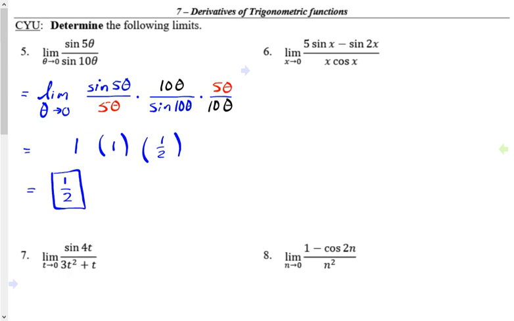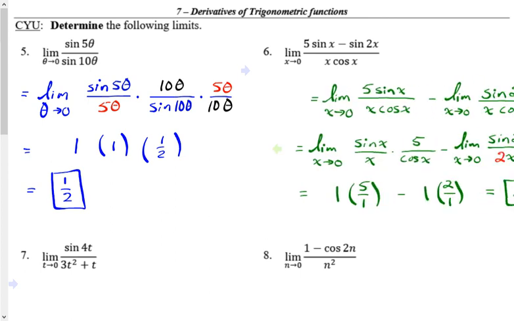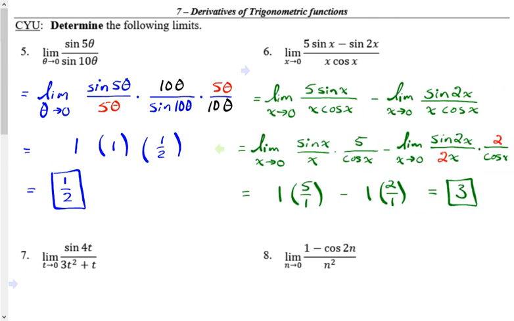Number 5, there's my work, very similar to some of the examples we already did. Number 6 is a little bit different. Because I have that subtraction in the numerator, I can write it as 2 separate fractions with the common denominator of x cos x. Then the process is similar to questions that we previously looked at.